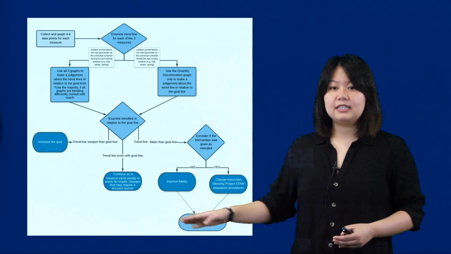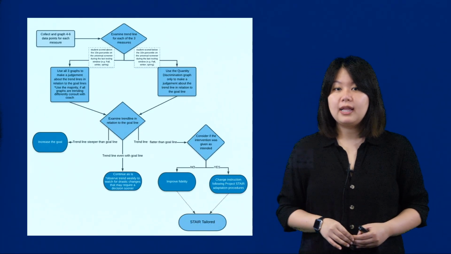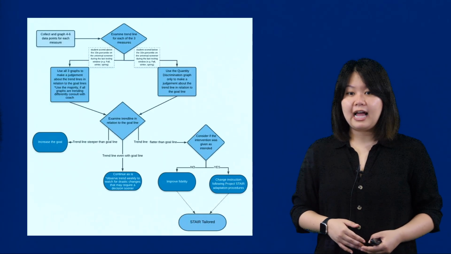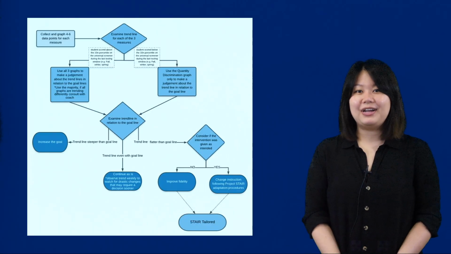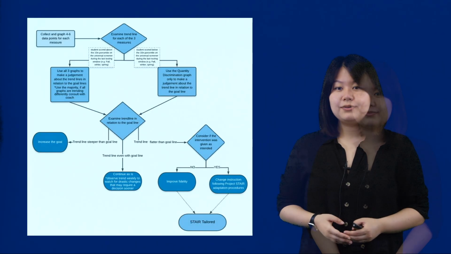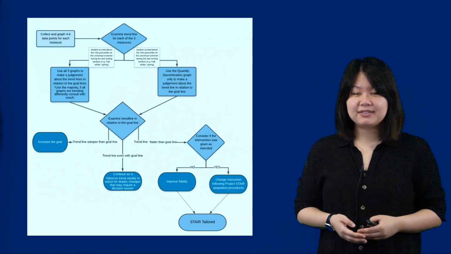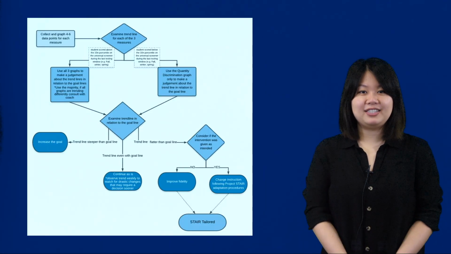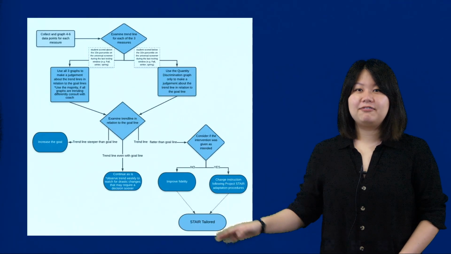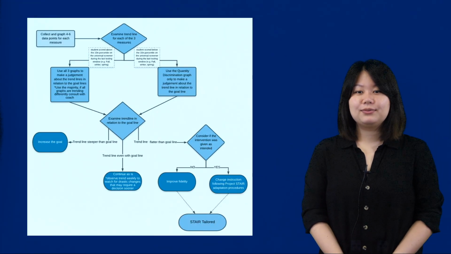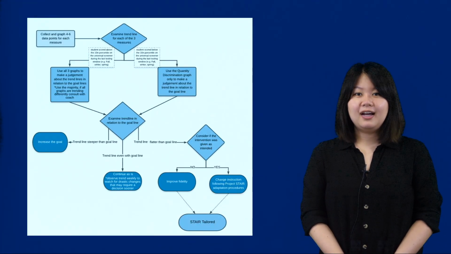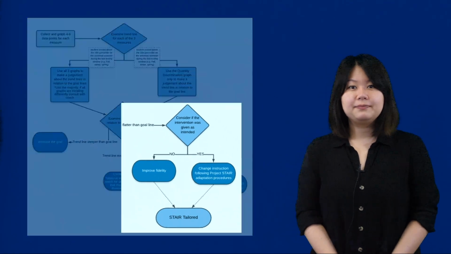Now, if the trend lines are mostly even with the goal lines, this will mean that the student is on track to meet their goals and we will not have to make any changes, but continue as is. Note here that we'll want to monitor these graphs weekly to catch any major changes that might require reconsideration. If the trend lines are flatter than the goal lines, this will indicate that the student is not on track to meet the goals. Let's take a look at these more closely.